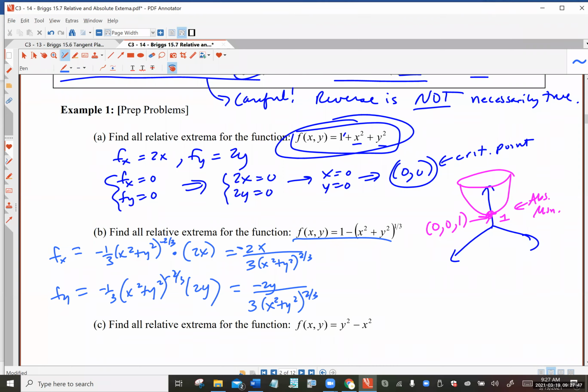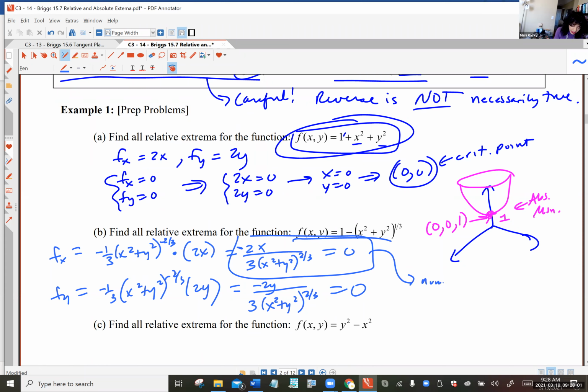Now, the system of equations, when we set both of these partials equal to 0, oh my gosh, that's kind of a hot mess. Well, how do you know when a function that looks like a quotient is equal to 0? Isn't it when the numerator is equal to 0? Yes.